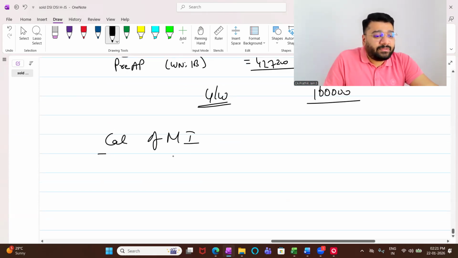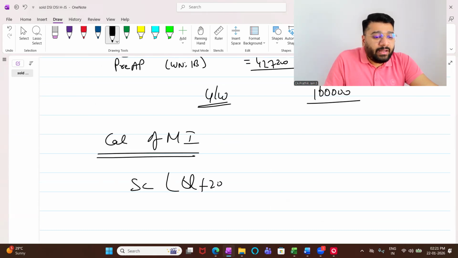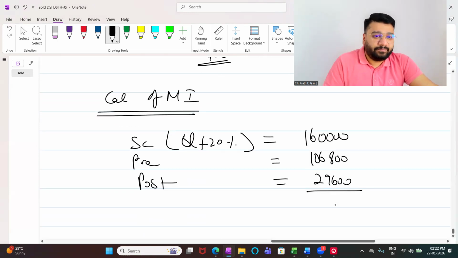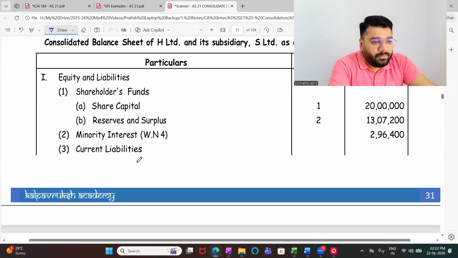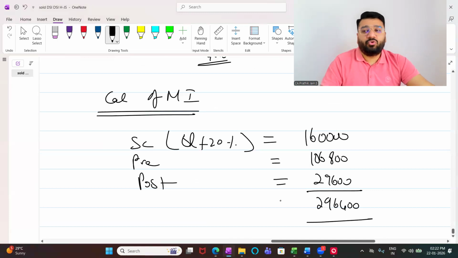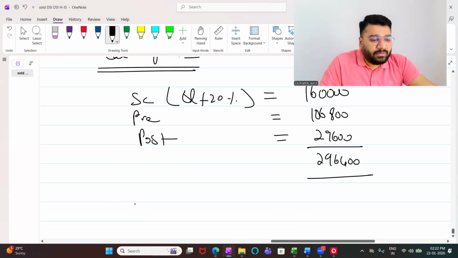Calculation of minority interest. Share capital 8 lakh into 20%, 1,60,000. Pre-profit 1,06,800, post-profit 29,600. Total 2,96,400. Is the minority interest matching or not matching? 2,96,400, superbly matching.